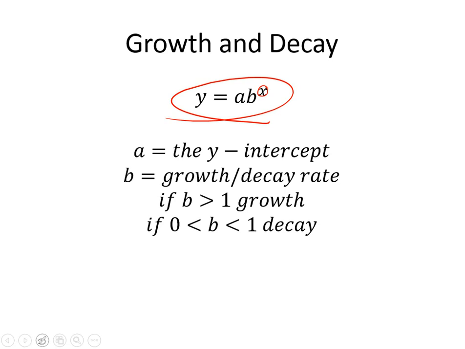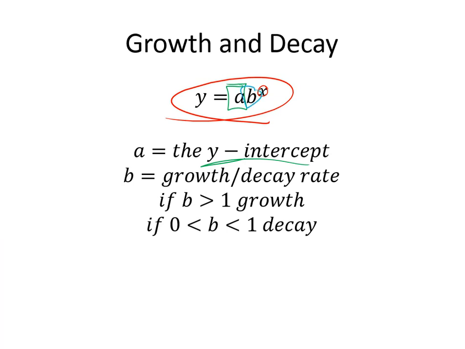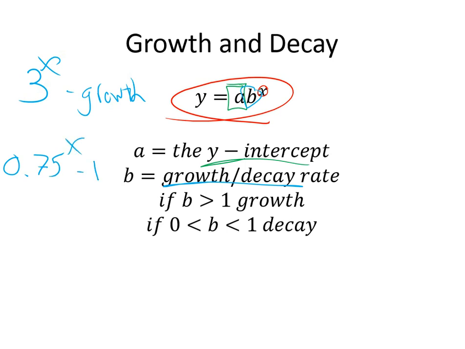The a value is your y-intercept. The number that's not being multiplied by the x is your y-intercept, and then the b value is either exponential growth or exponential decay, depending on if it is greater than 1 or between 0 and 1. So if you have 3 to the x, that is an exponential growth because it's larger than 1. But if you have 0.75 to the x, that is a decay.